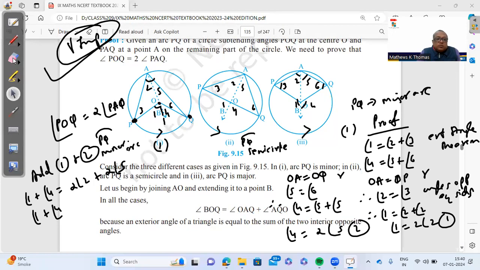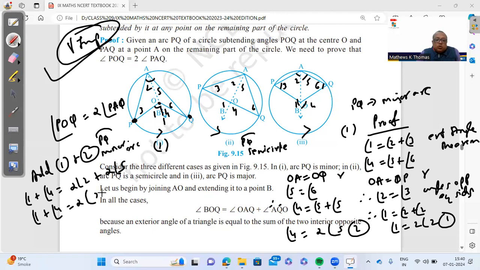Angle 1 plus 4 is equal to twice of 2 plus twice of 5. So I'm going to take 2 common, I'll get 2 plus 5. What is angle 1 plus 4? I'm going to get angle POQ. And twice of what is 2 plus 5? 2 plus 5 will be PAQ.